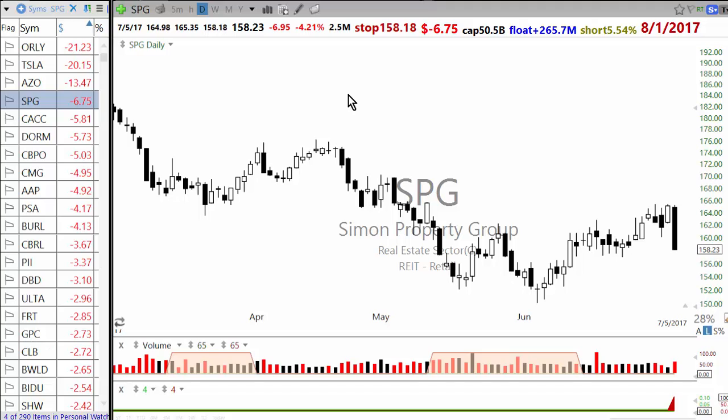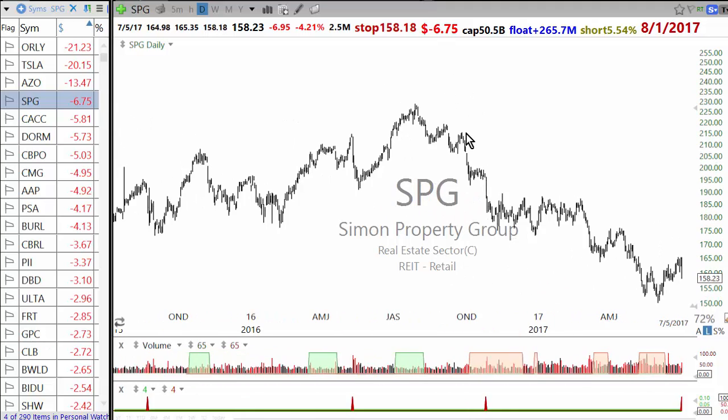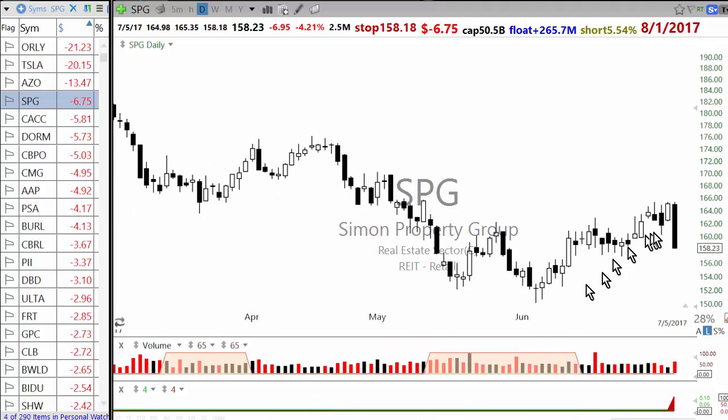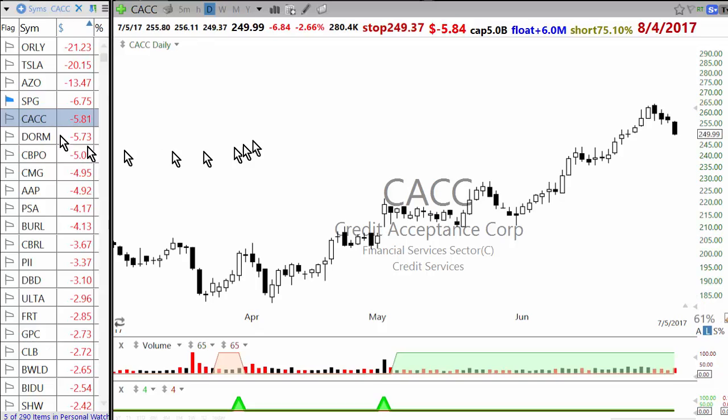So we keep going. Simon Property Group. Now this stock can be shorted. This has been going down for quite some time. The stock is in a negative momentum kind of situation. This was a counter trend move which failed, a 4% breakdown. So that's one candidate.